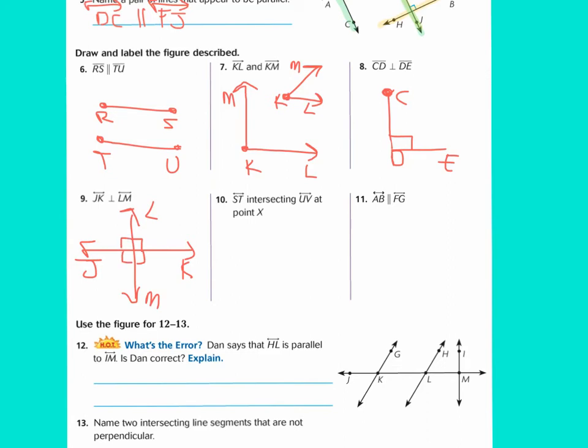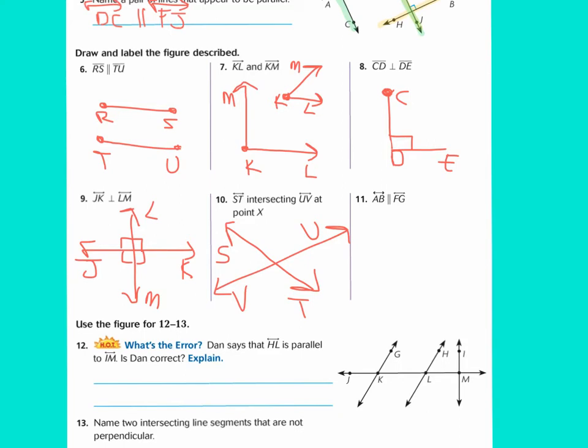Number 10, we have line ST is intersecting UV. So when I cross them, there should be no right angle. So I'm going to do some sort of diagonal. So ST is going to cross with UV, something along those lines.